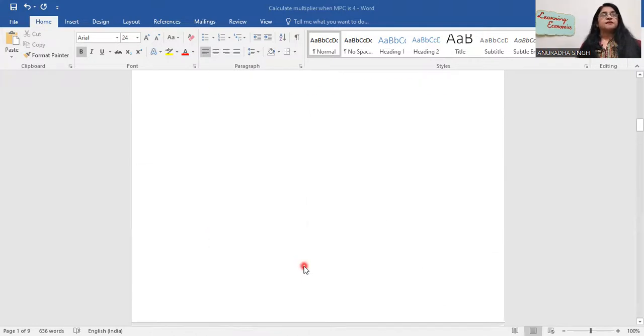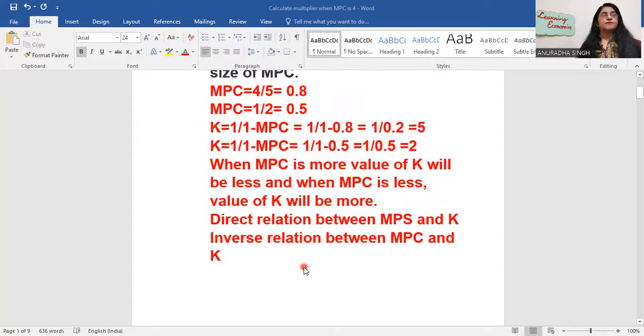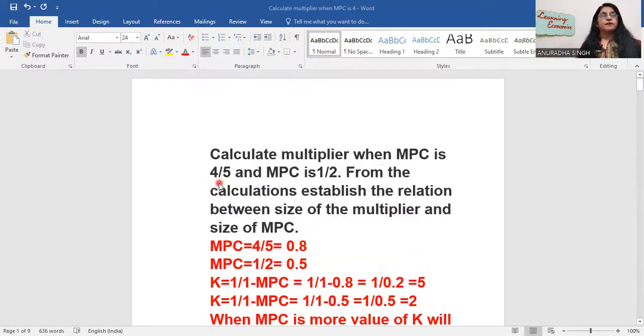I have discussed the question of relationship also. I have discussed the question of finding out the multiplier also. And I hope that you have understood it.